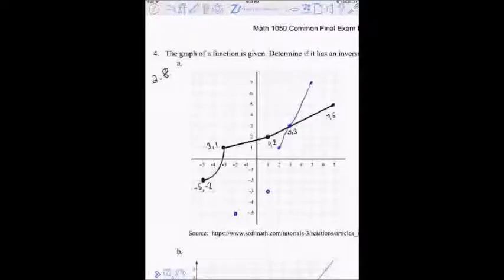And that's the inverse. If you remember from section 2.8, if you graph the function and its inverse on the same graph, they would be a reflection over that line right there, which is the case.